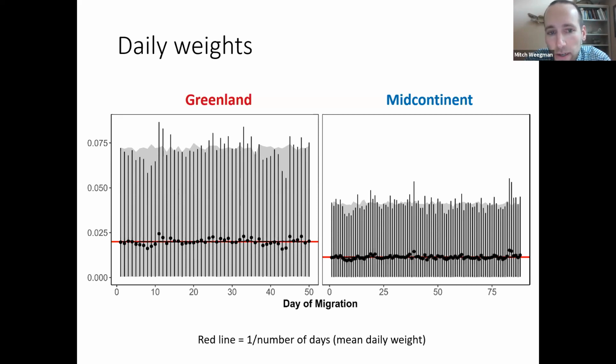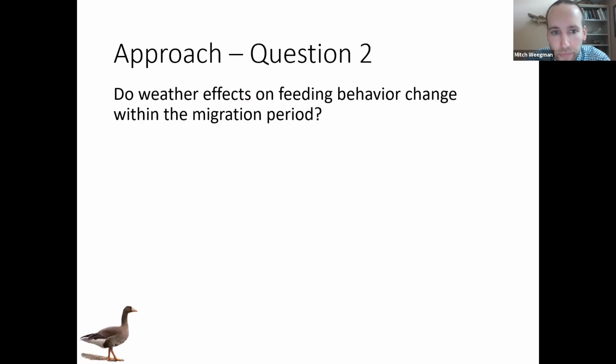The second component here is that the Greenland population, the weights are consistently greater than the mid-continent population. This could be because there are fewer days of migration for the Greenland birds, or because the Greenland days are more important, genuinely speaking, from an ecological perspective, given that those birds, remember, fly over the North Atlantic twice en route from wintering to breeding areas. So that's something we're evaluating further.